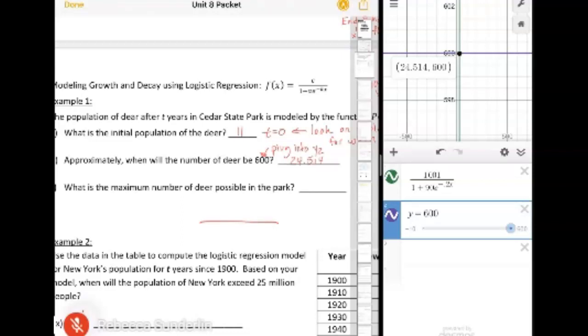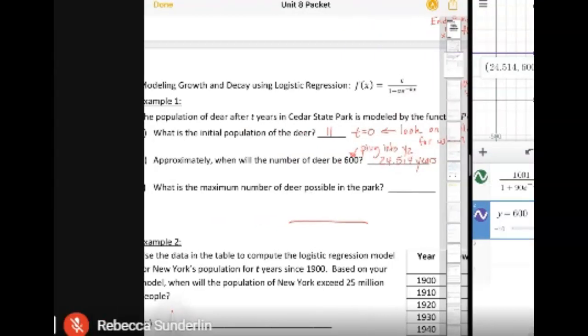What is that? What is the years? Again, to do this on your calculator, in my calculator, I have my function in y1, and then I have 600 in y2. I go to my graph, and I'm trying to figure out where do those two lines intersect. So you press second trace, and you go to 5 intersect, and you press enter, enter, enter. And the x value is your answer. Any questions there?